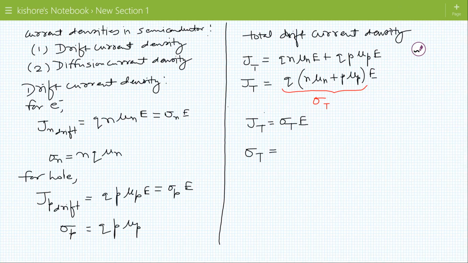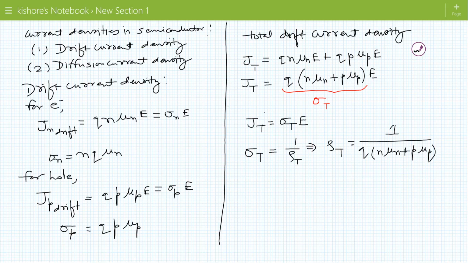Sigma T is 1 by rho T, where rho T is the resistivity of semiconductor. So the expression for resistivity is 1 upon q (n mu n plus p mu p).